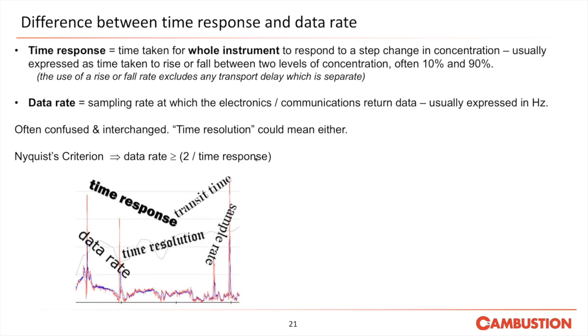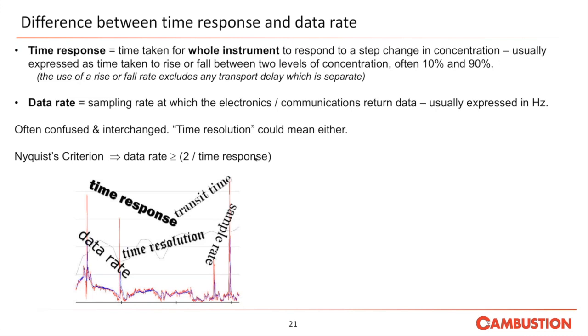The data rate is the sampling rate at which the electronics and communications return the data, usually expressed in hertz. These are often confused and interchanged and even obscured sometimes. Time resolution could mean either. For those of you who cast your minds back to your undergraduate days at university, you may remember the Nyquist criterion. It says that we need to sample data at twice the highest frequency available in the sample.